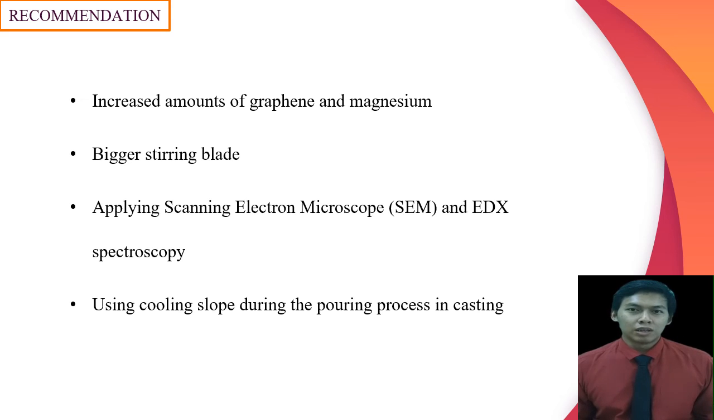Lastly is using a cooling slope during the pouring process in casting. When compared to the cooling slope cast sample, the conventional stir cast composite has a completely dendritic microstructure, while the cooling slope cast sample has a globular morphology.